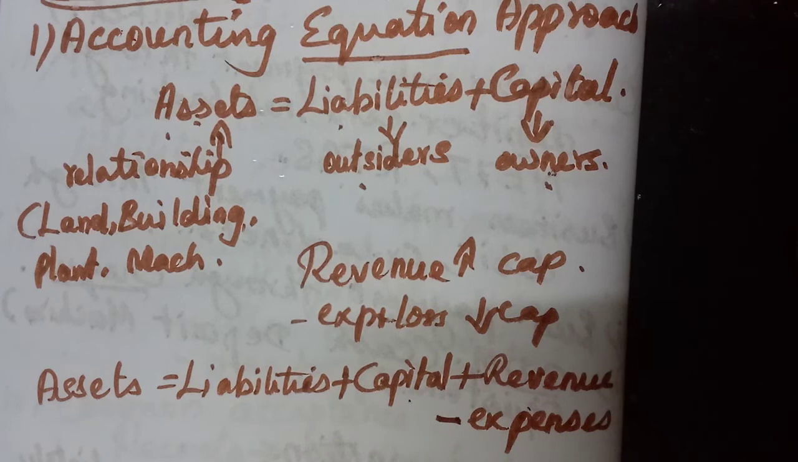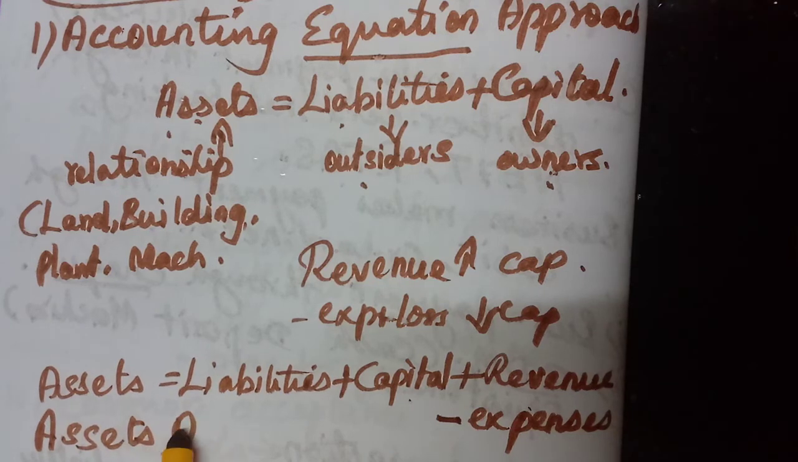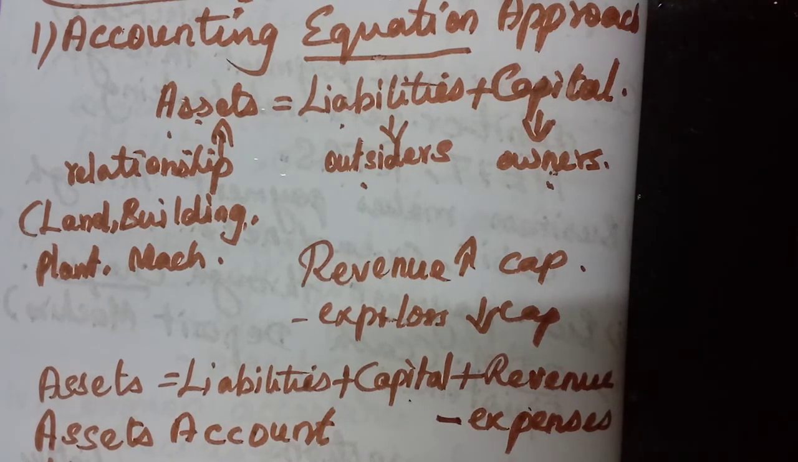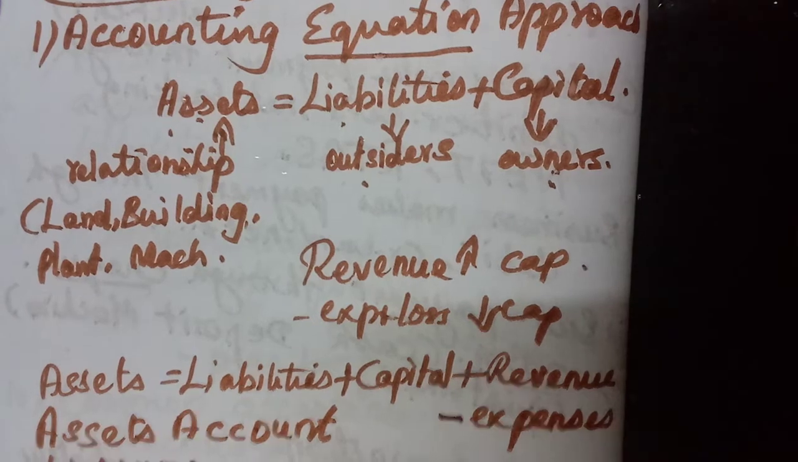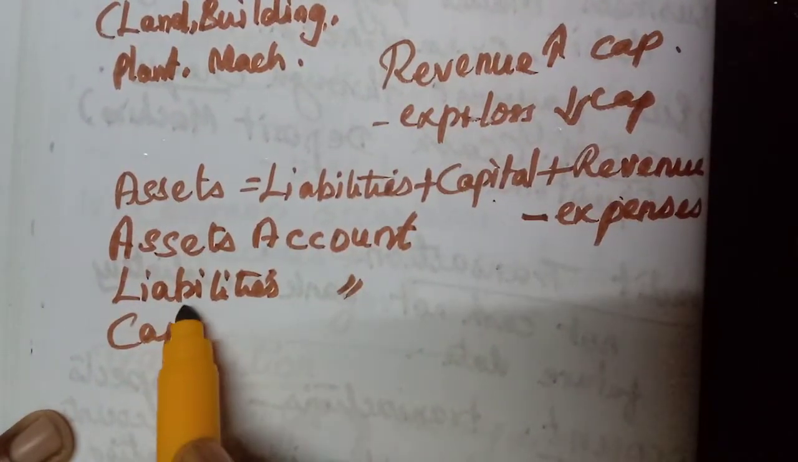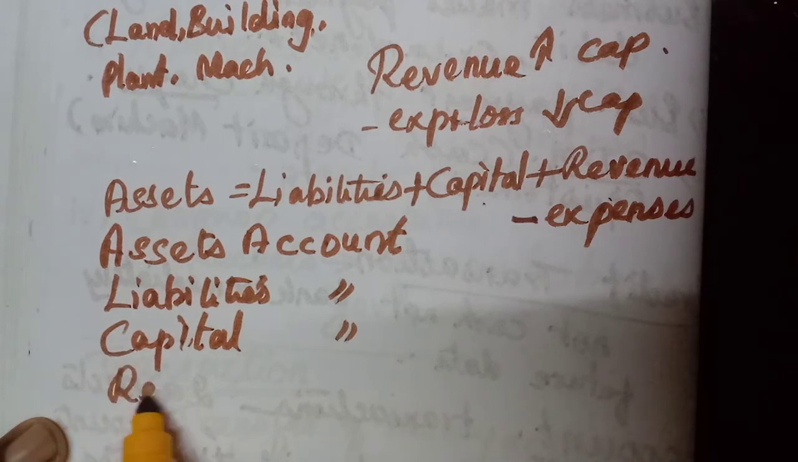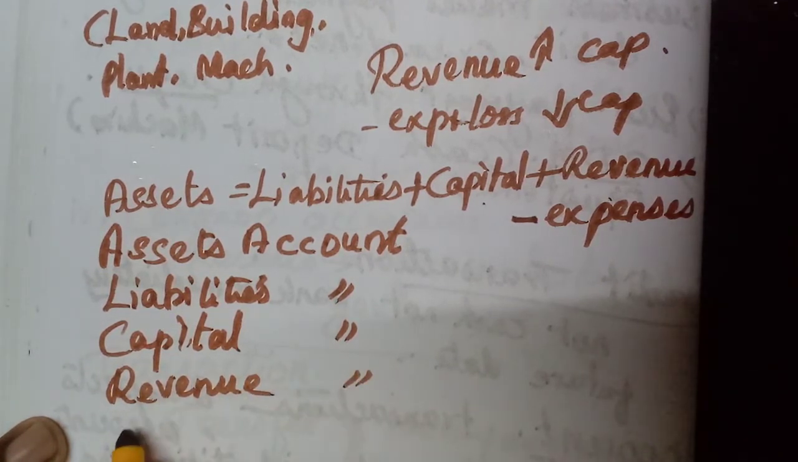So here how many accounts are coming up? Assets account, liabilities account. All these are the accounts. Understand? Capital account, revenue account, and expense account.